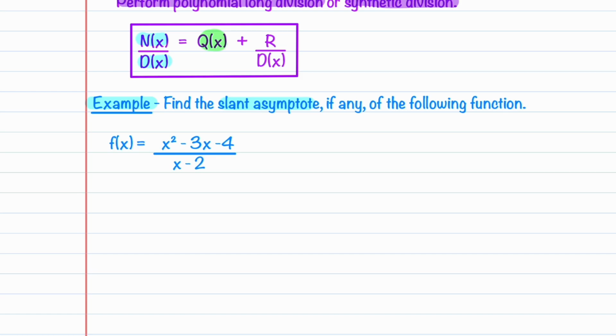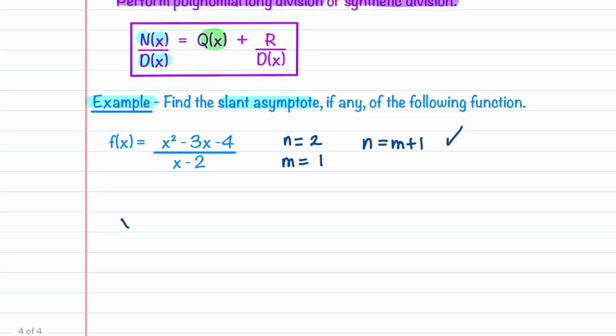Let's start by determining if we have a slant asymptote. To do that, we are going to look at the degree of the numerator and the denominator. The degree of the numerator is equal to 2, and the degree of the denominator is equal to 1. So we have n is equal to m plus 1, and we have a slant asymptote. To find the slant asymptote, I am going to start by doing long division, and then I'm also going to do synthetic division just so that you can see how to do it both ways. Let's start with long division.